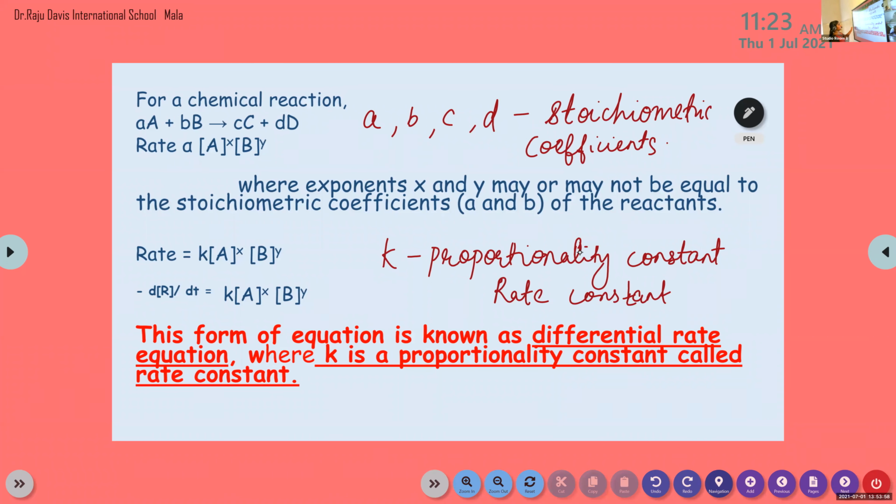Okay, I will repeat these points once again. For a general chemical reaction, aA plus bB gives cC plus dD, where small letters a, b, c, d are the stoichiometric coefficients. These coefficients are used to balance a chemical equation or chemical reaction. So, we can write the rate law or rate expression as: rate is directly proportional to the concentration of reactants. So, rate is proportional to concentration of A raised to x, concentration of B raised to y. And these exponents x and y may or may not be equal to the stoichiometric coefficients. Okay, then in order to remove this proportionality sign, we just add a constant.